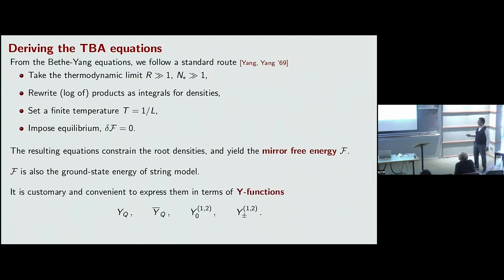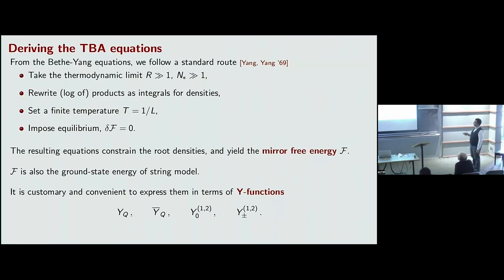Instead of using densities, it's actually convenient to introduce these Y functions, which are related to the pseudo energies. And I call them Y_Q, Y-bar_Q for the Q particles and Q-bar particles, Y_0 for the massless, and Y_plus-minus for the auxiliary particles. And then the equations are basically straightforward to find from the form of the Bethe-Yang equations, but you can simplify them a little bit by smartly using integration kernels and get them to a more natural form, which goes in the direction of something called the Y system.